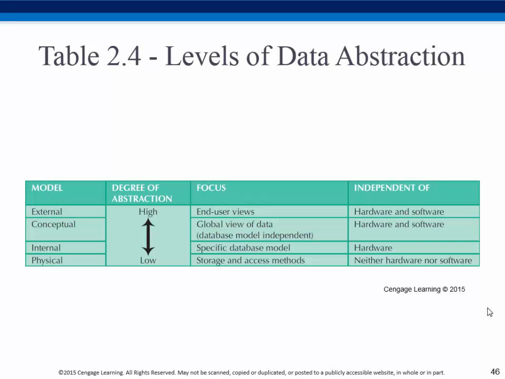So here it shows levels of data abstraction, with degrees of abstraction from physical to external. Physical is low, internal is a little better, conceptual is better, and external has a high degree of abstraction. External focuses on your end users, conceptual is the global view of the data. Internal is the specific database model, and physical is storage and access methods. External is independent of hardware and software, and so is conceptual. Internal is independent of hardware, and physical is independent of neither. It is both hardware and software dependent.